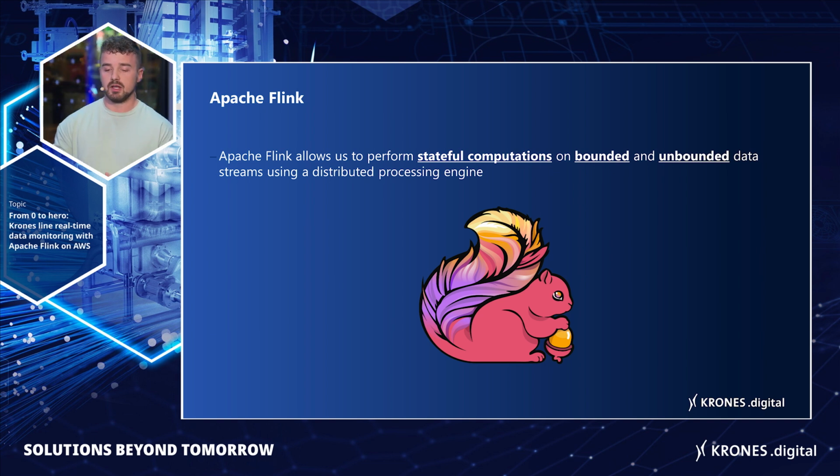So let's have a look at Apache Flink. What is it actually? It allows us to do stateful computations on data streams. Those can be bounded or unbounded. This basically means we can do it on data sets. For example, if you do some data engineering with Apache Spark, this would be most of the time a bounded data set: CSV files, Parquet files, whatever you're using. And unbounded data sets are data streams.